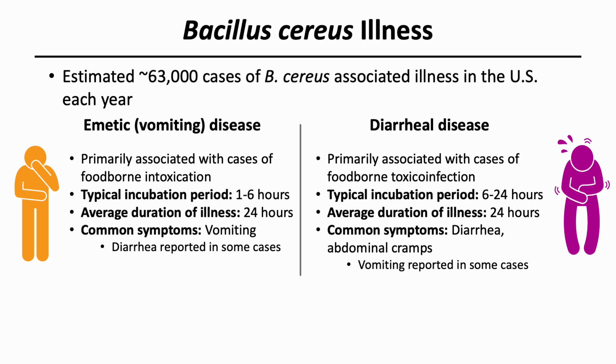As discussed earlier, the different strains of B cereus can lead to different disease manifestations, including the vomiting disease and the diarrheal disease. For the vomiting disease, the typical incubation period ranges from 1 to 6 hours, while the diarrheal disease has a slightly longer incubation period ranging from 6 to 24 hours. For both types of illness, symptoms are typically self-limiting and resolve within 24 hours. Vomiting is the most common symptom of the vomiting disease, and diarrhea and abdominal cramps are the most common symptoms of the diarrheal disease.